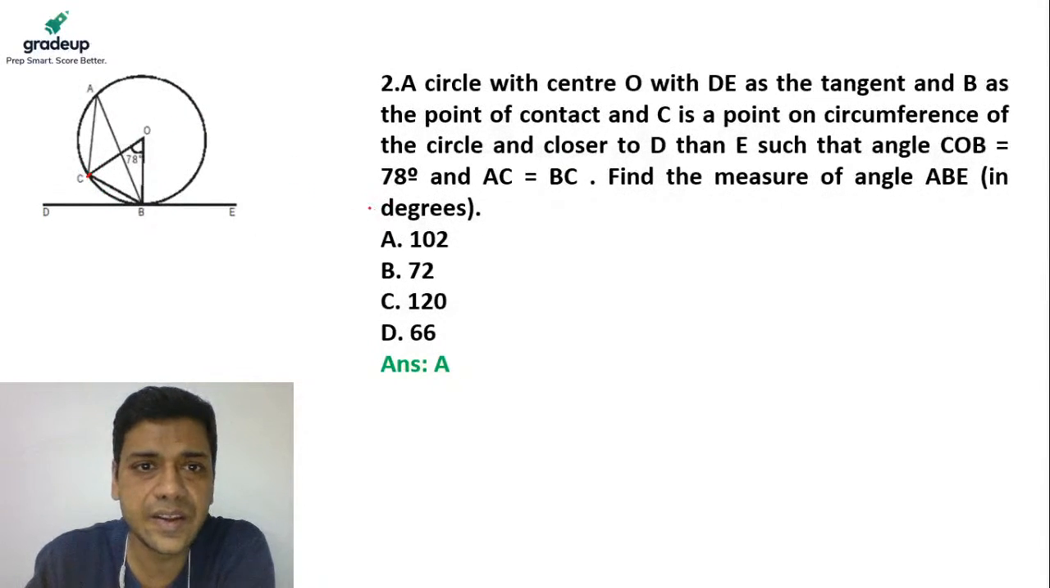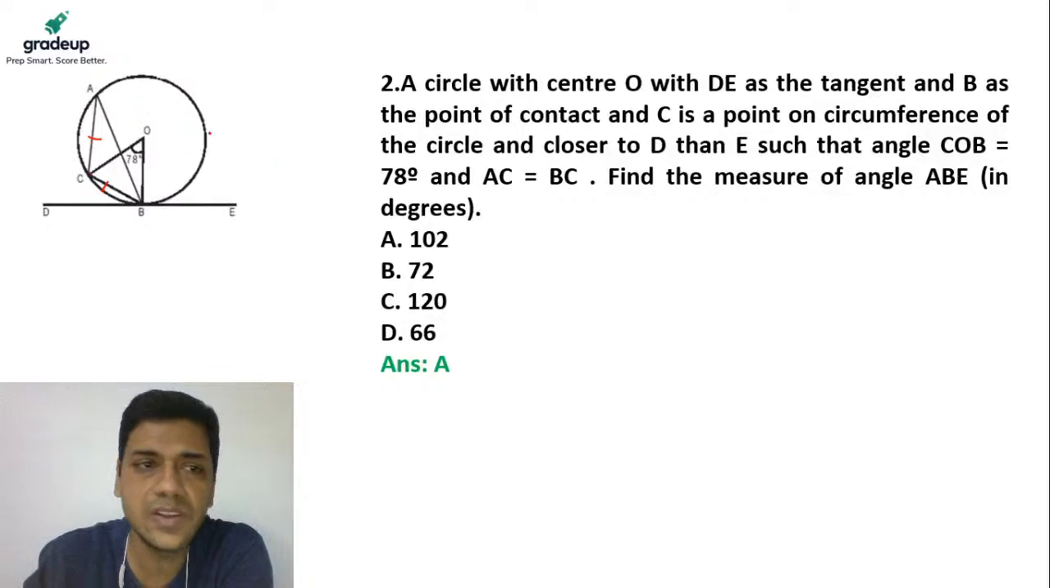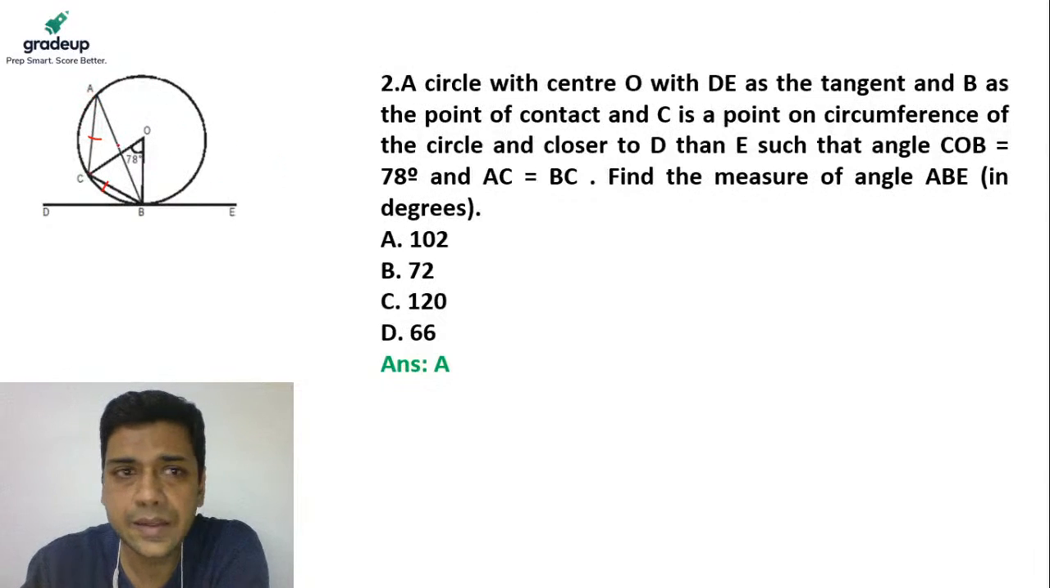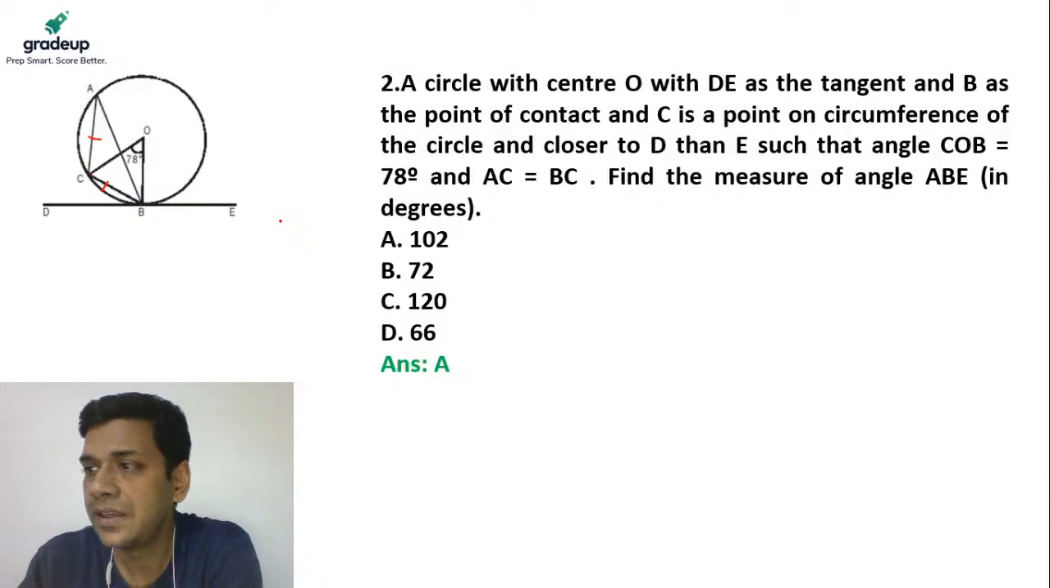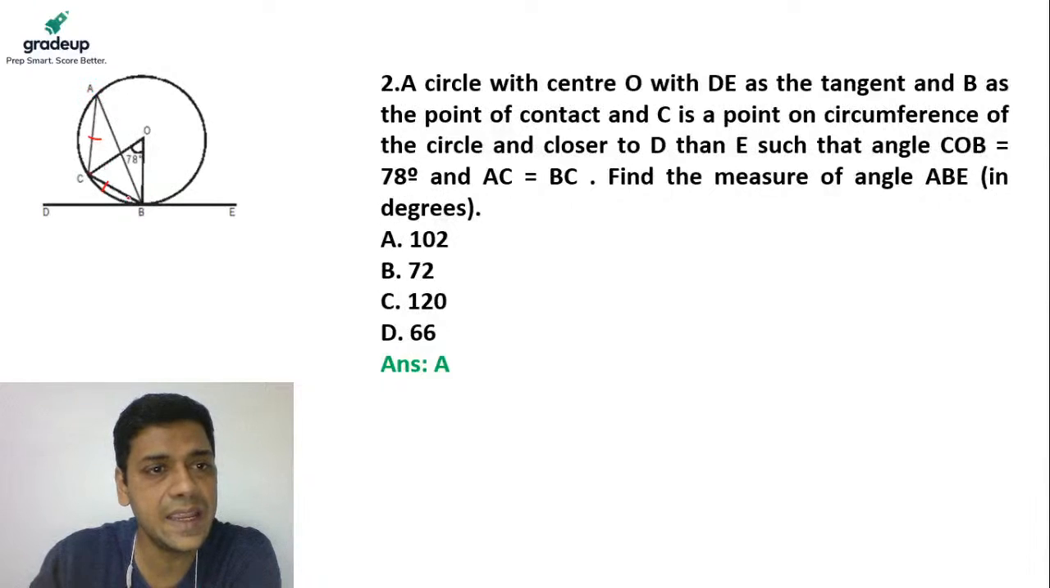and COB is 78 degrees, AC equal to BC. These two lines are equal, and we have to find the measure of angle ABE. Yes, hi Ranjana. We have to find the value of angle ABE. We have to find this angle.